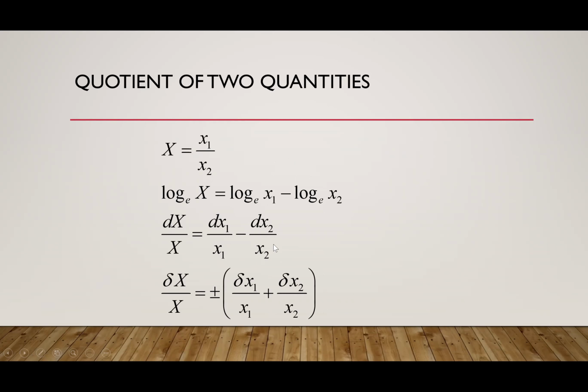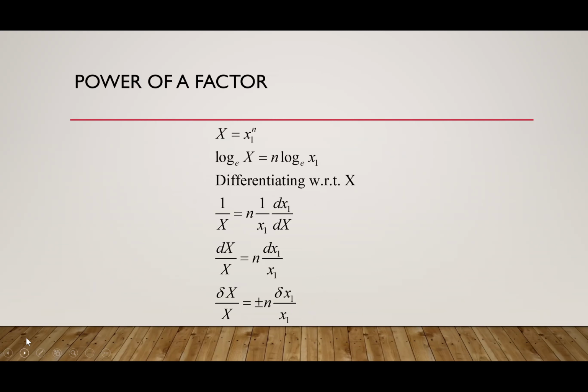And just as I had told you in the difference formula, maximum possible error will be when x1 is positive and x2 is negative. If x2 is negative, so minus minus becomes plus, and that will be the maximum magnitude of the error that is possible. So again, delta x upon x, I take plus minus common, and the maximum magnitude becomes delta x1 upon x1 plus delta x2 upon x2.